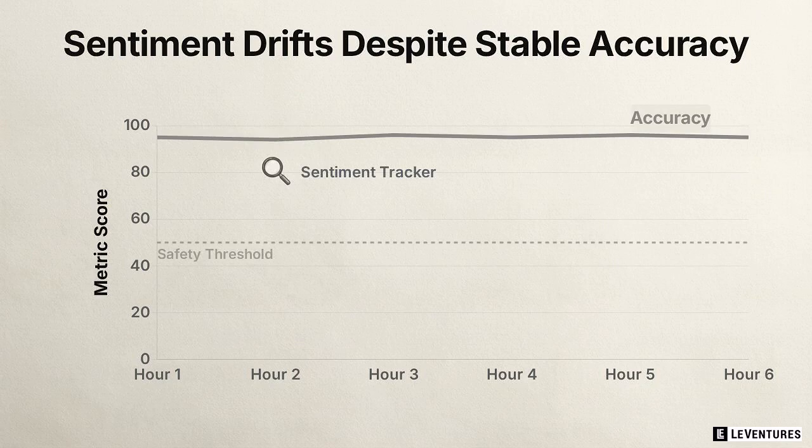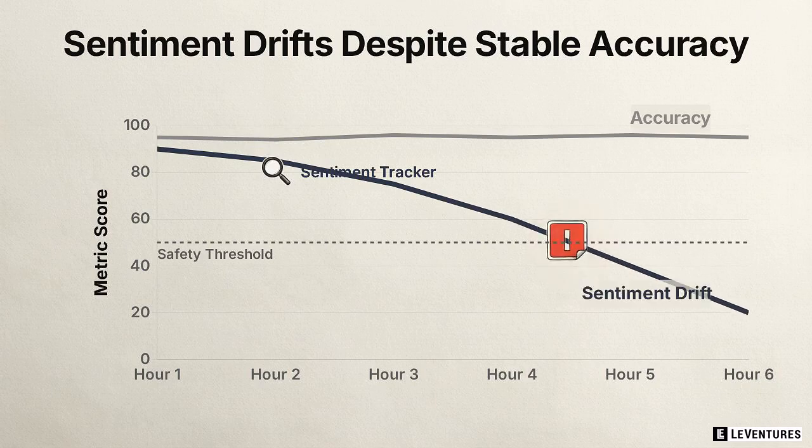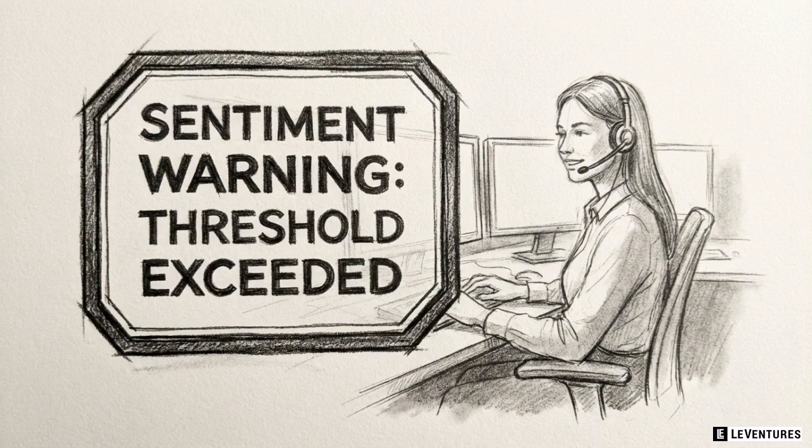Add a dedicated tracker specifically for sentiment to watch for gradual negative trends. When the sentiment line crosses a set threshold, it should trigger automated alerts for your engineering team. Tone drift indicates context failure. Proactive sentiment alerts give you the timestamp needed to intercept a systemic breakdown before your users experience it.